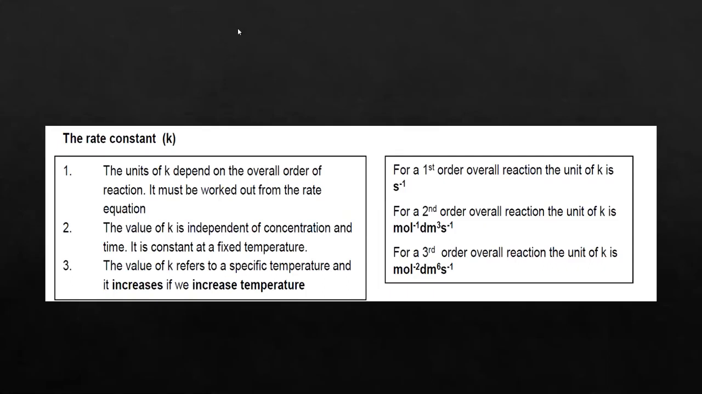The rate constant, as we discussed, can have different units depending on the question. For example, if it's a zero order reaction, rate is equal to K times the concentration of reactant raised to power 0. Anything raised to power 0 is 1. So in this case, the rate is equal to K. So the unit of the rate is the same as the unit of K.